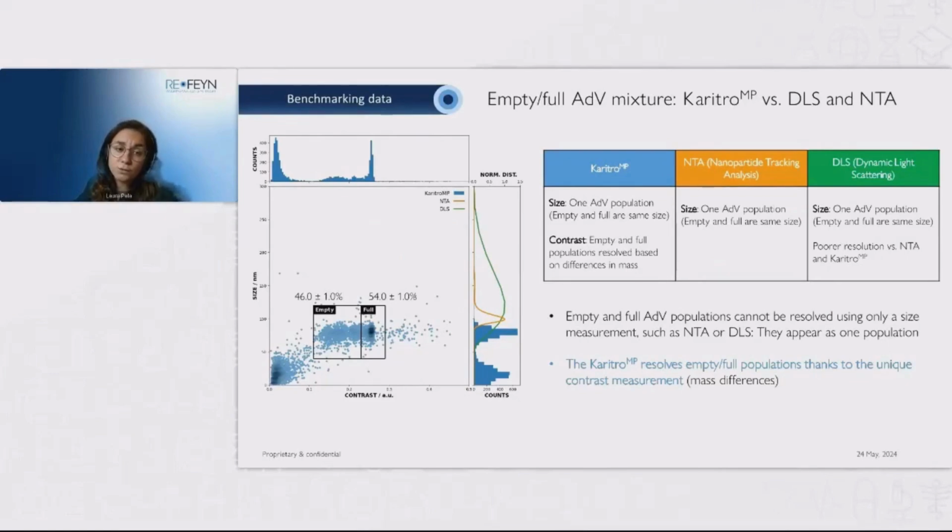So the conclusion of this is that size measurement alone cannot really help detecting and quantifying an empty and full mixture, simply because they have the same size. And you need some other sort of differentiation. One of them is what Karitro does, for example, looking at mass differences, which is its unique capability.